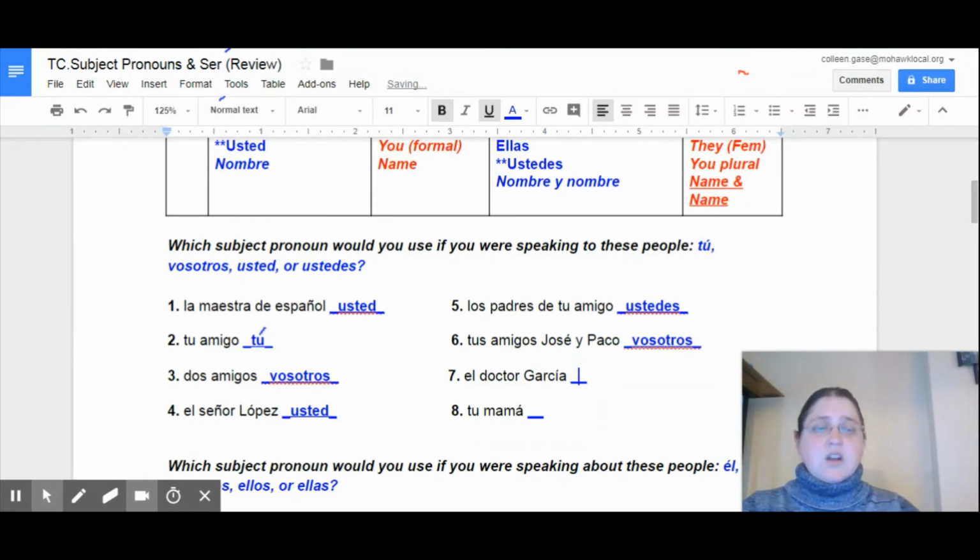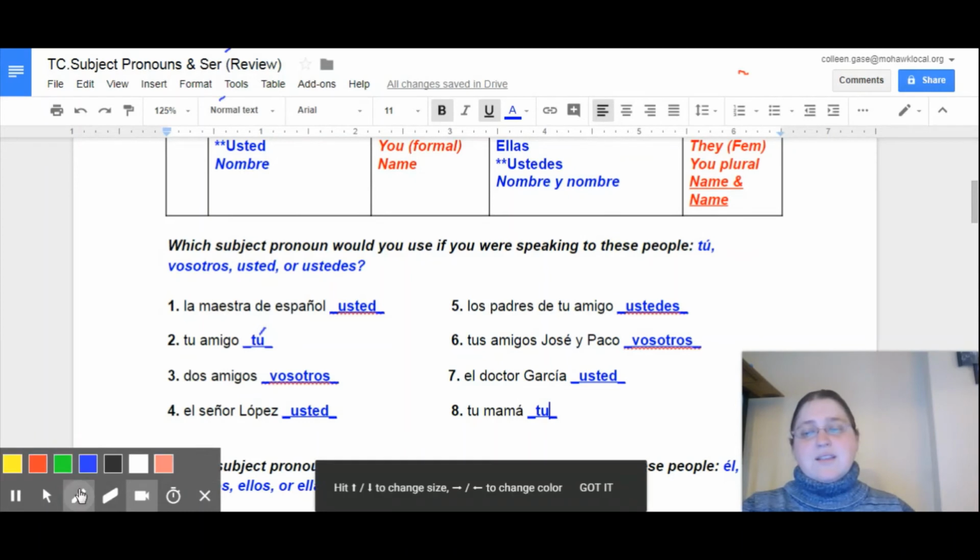El Dr. Garcia, again, I'm probably not on a first name basis if I'm saying Dr. Garcia. So in that case, I want to stick to usted. Tu mama, this can be tricky for people, but usually your mama, you lived in her house, you lived in your mom's house, you probably are going to be using tú.